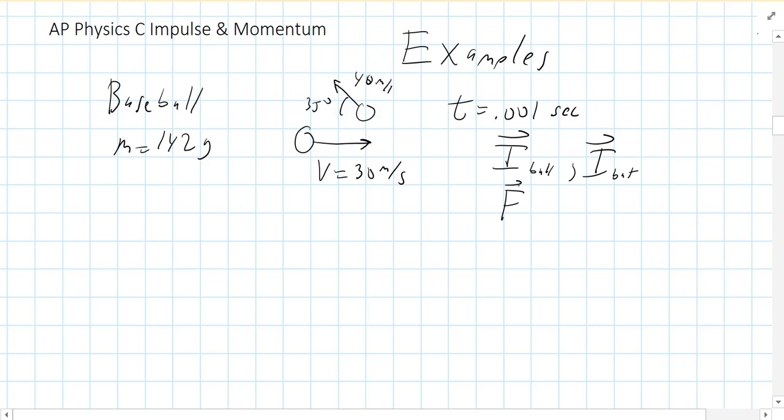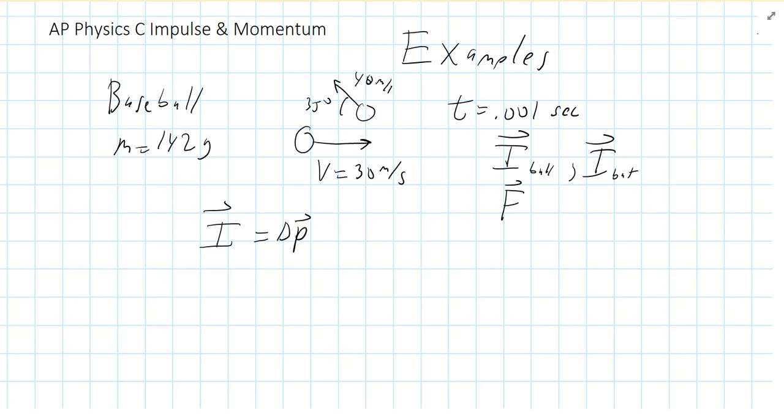Okay. So for impulse, you can do force times time. And we do have a time, but we don't know the force. So we have to use the other half of the equation, which is impulse is change in momentum.